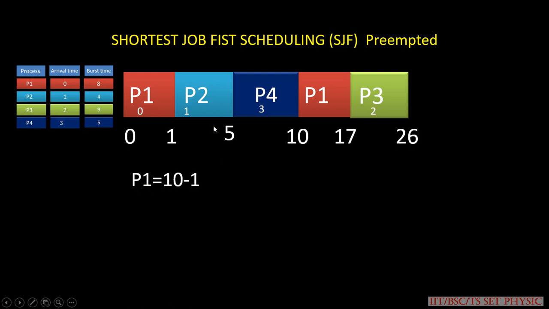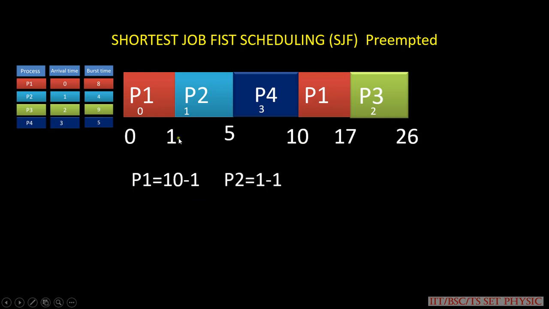That means P2 and P4 were completed at 9 milliseconds. Otherwise, P1 started at 0 to 1 and did not complete. So P2 and P4 completed at 10 milliseconds. Actually, the waiting time is only this time; for the remaining time the process was started. So how to find the value: 10 minus 1. This is the waiting time, so 10 minus 1 is the P1 waiting time.